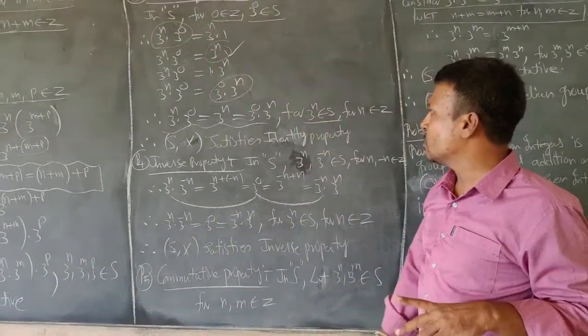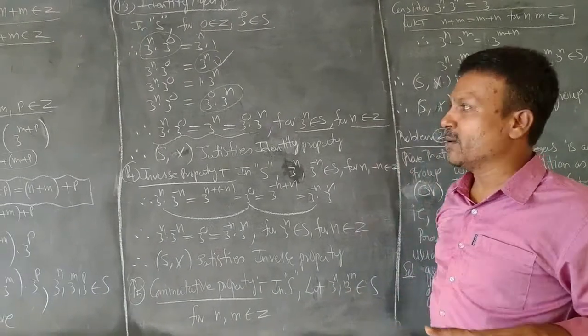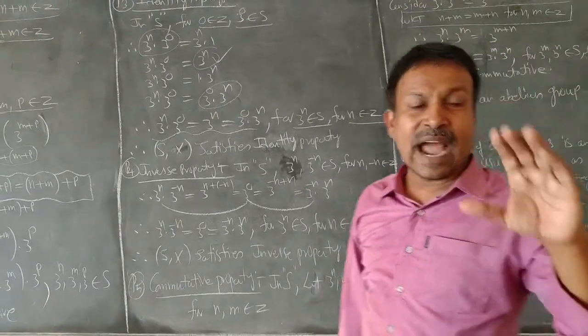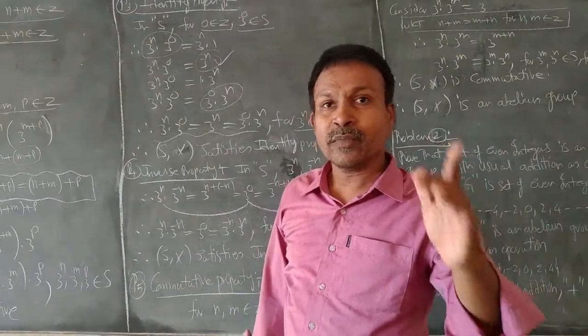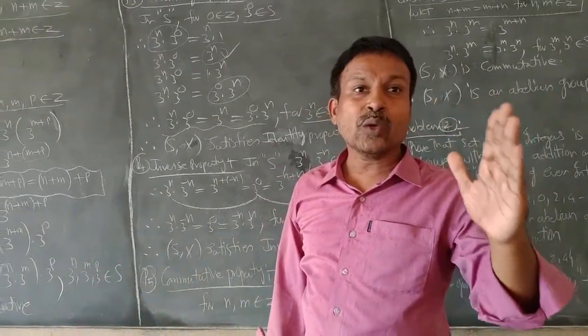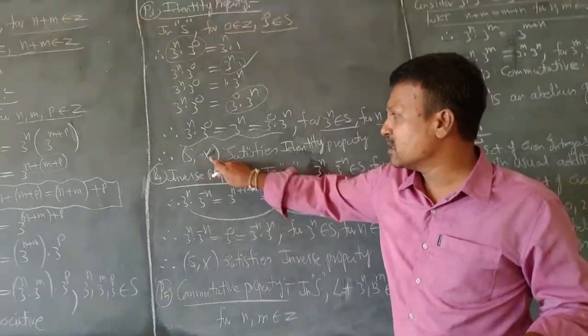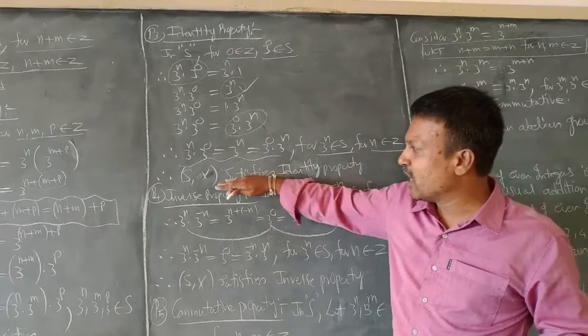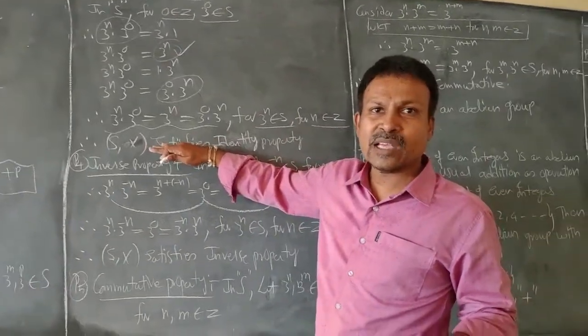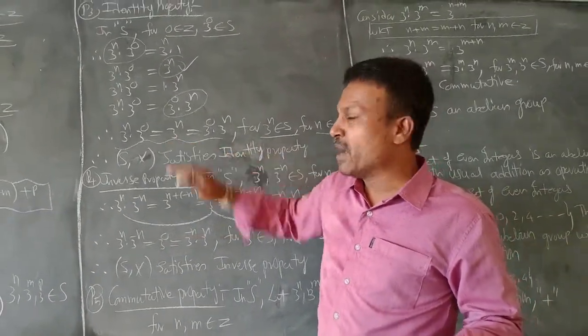For 3 power n belongs to set S, for n belongs to Z. Therefore in set S, the identity element is found, it is 3 power 0. Therefore here we can conclude that (S, ×) satisfies the identity property. This states that the set S satisfies the identity property with respect to multiplication.